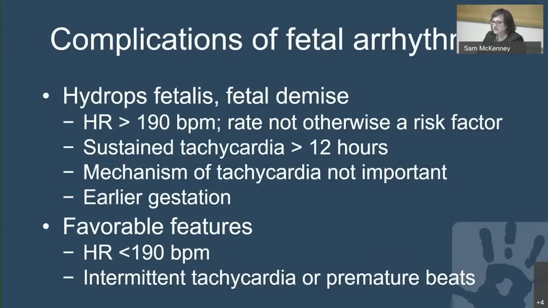Risk factors, and I think we'll have another talk about this later, include heart rates greater than 190 beats per minute. Beyond that rate is not otherwise considered a risk factor. Sustained tachycardia for at least 12 hours. The mechanism of tachycardia is not actually important in leading to demise or morbidity and earlier gestation. Favorable features include heart rates that are less than 190, or an intermittent nature to the tachycardia, or isolated or even frequent premature beats.